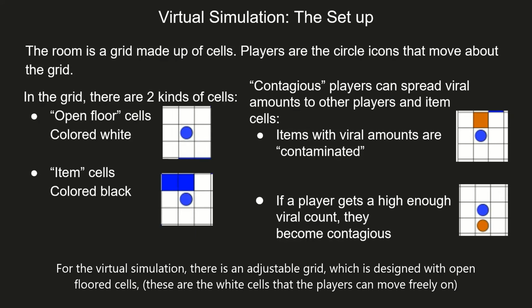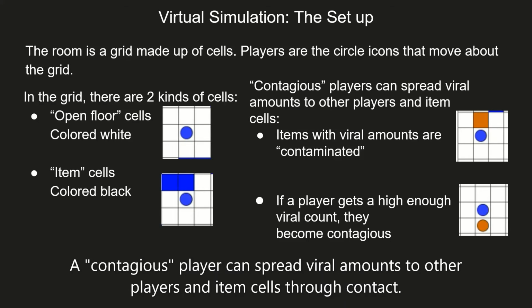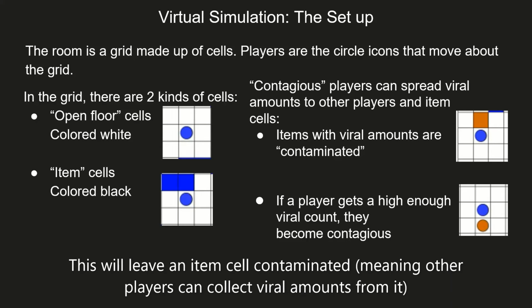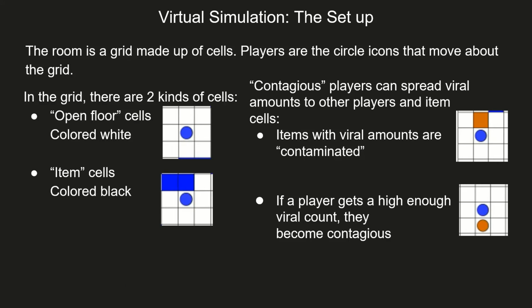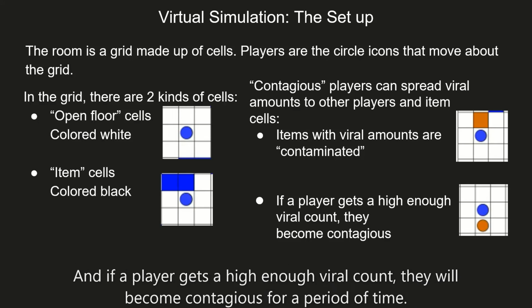For the virtual simulation, there is an adjustable grid which is designed with open floor cells, these are the white cells that the players can move freely on, or item cells, which players can come into contact with but cannot move through. A contagious player can spread viral amounts to other players in item cells through contact. This will leave an item cell contaminated, meaning other players can collect viral amounts from it, and if a player gets a high enough viral count, they will become contagious for a period of time.